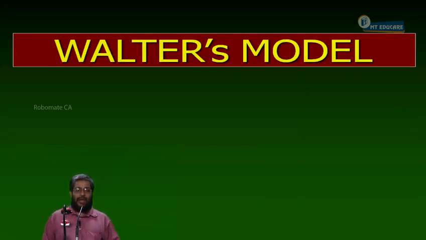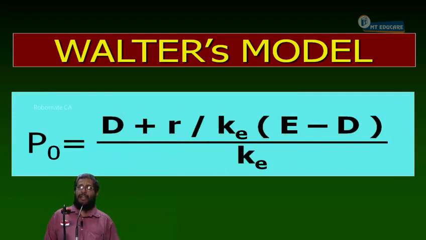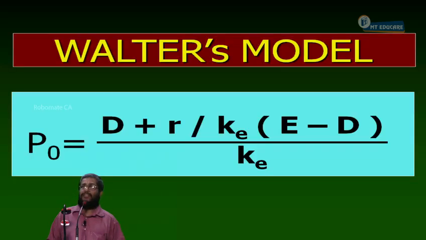we have to calculate KE. What is Walter's formula? P0 equals D plus R by KE into E minus D, divided by KE. Now my question is, in this problem, is KE given or not given? R is given as 20%. E is given as 6 rupees, which we found out. D only we should calculate. P0 is given. See this formula: in this formula, P0 is given.